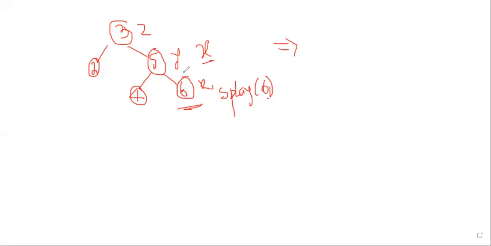It is zag rotation. Why does it have to be zag rotation? X is the right child of Y. Yes, X is the right child of Y, and X has a parent Y and a grandparent Z. Therefore, you have to perform the zag rotation.